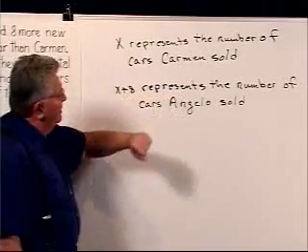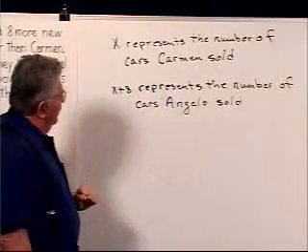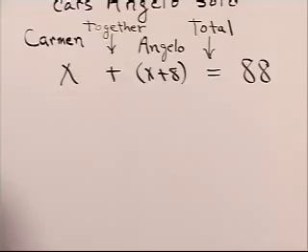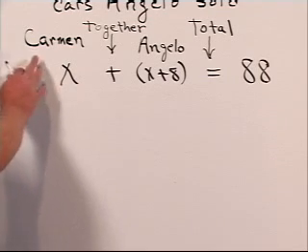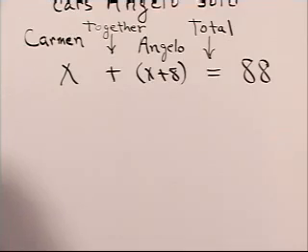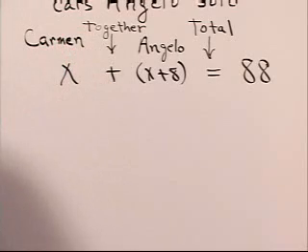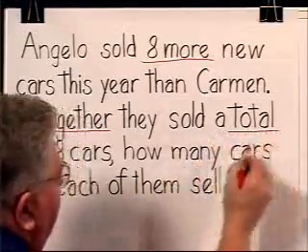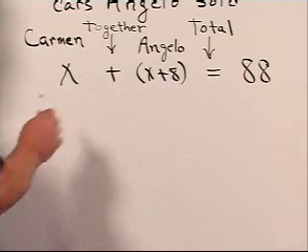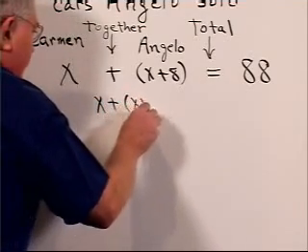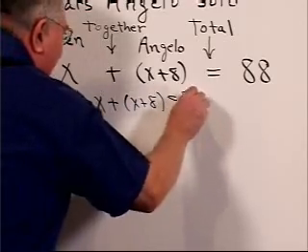X plus 8 represents the number of cars Angelo sold because the statement of the problem said Angelo sold 8 more cars. Our equation is X, which represents the number of cars that Carmen sold, a keyword from the problem, which was together, which we represent by the plus sign, X plus 8, which came from 8 more cars is what Angelo sold, a keyword from the problem total, which is our equal sign, is 88. So our equation is X plus the quantity X plus 8 equals 88.